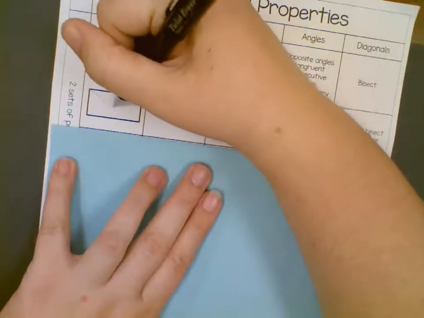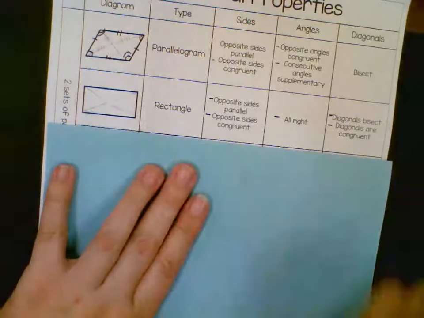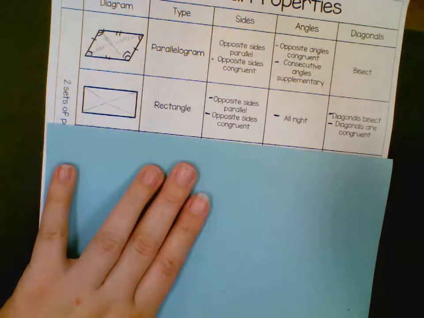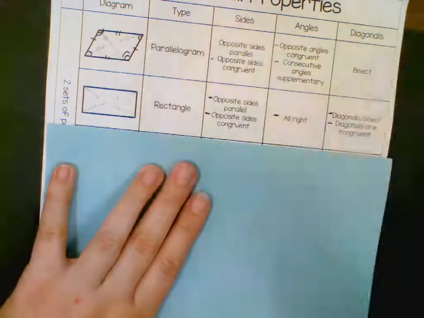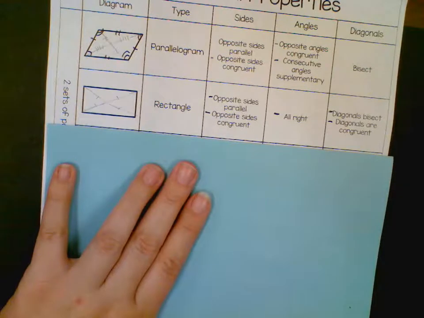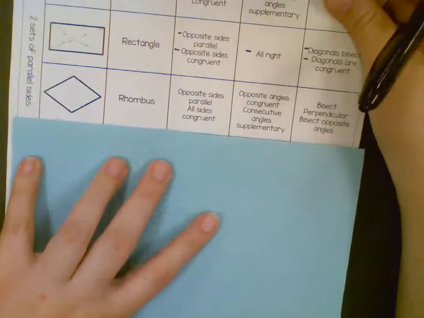So from this corner to that corner is the same as from that corner to that corner. And if you think about it, that makes a lot of sense because of the Pythagorean theorem. So all four of those pieces are the same for rectangles. Okay, so moving on. Next we have a rhombus.